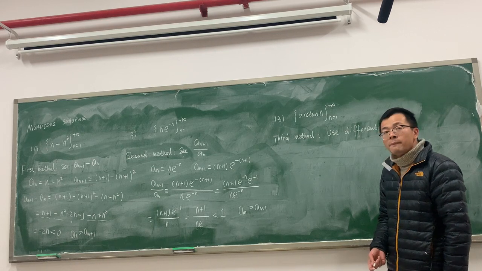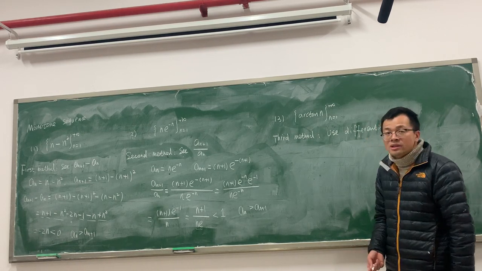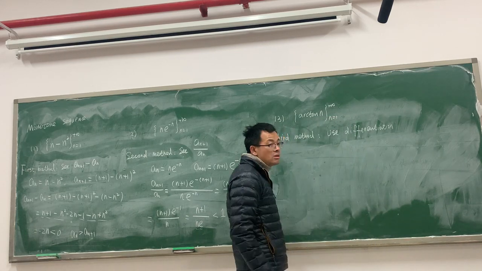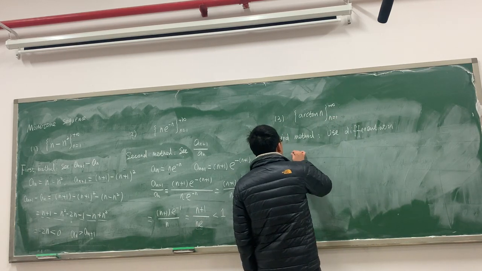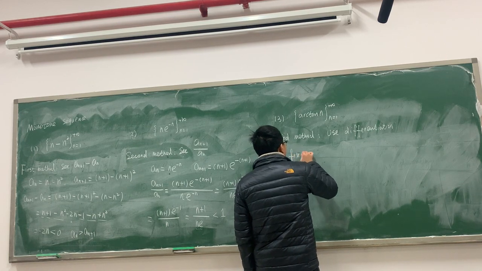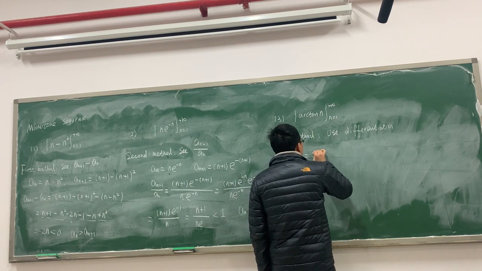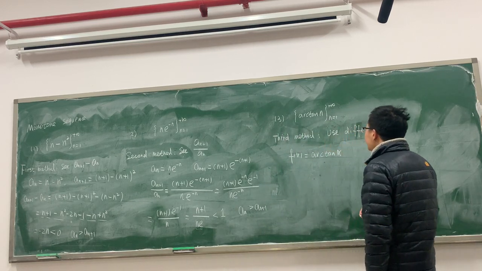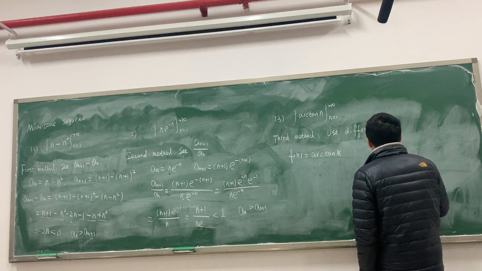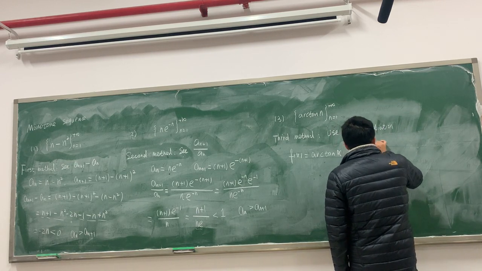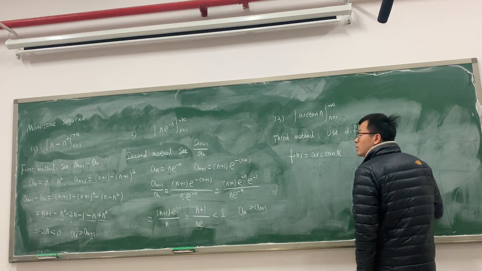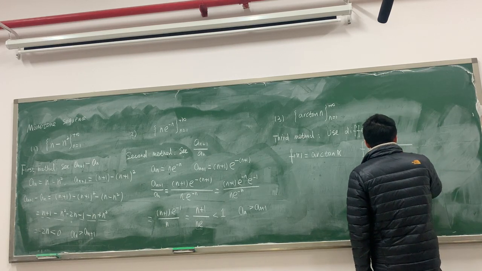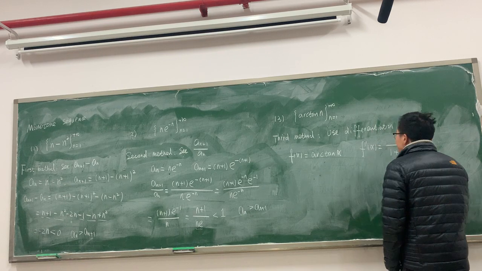And the third one, actually the third one is so easy. Here we use the definition. So the function f(x) actually is arctan x. So f prime is what? 1 over what? 1 over 1 plus x squared.